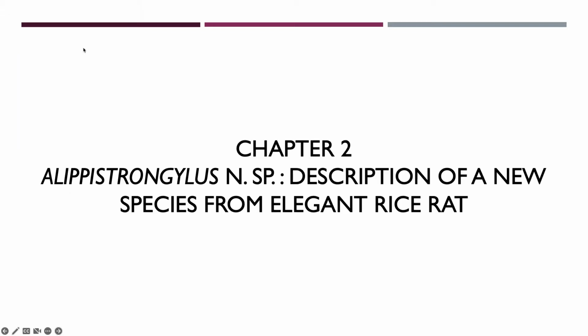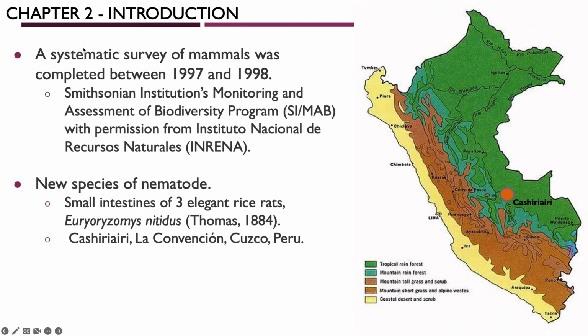So let's begin with the new species. This was incredibly exciting to find and use collections to describe a new species. So in 1997 to 1998, an expedition to Peru from the Smithsonian Institution was conducted, and there they collected mammals. From some of these mammals, from Oryzomys, 3 new nematodes were found from the intestines of these rice rats.